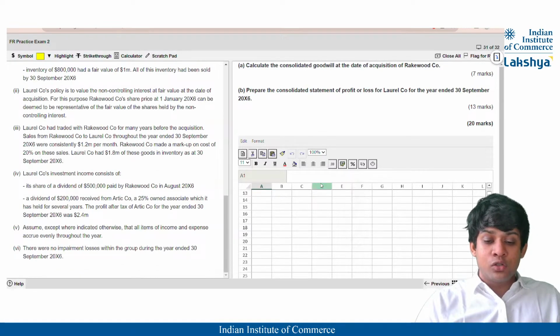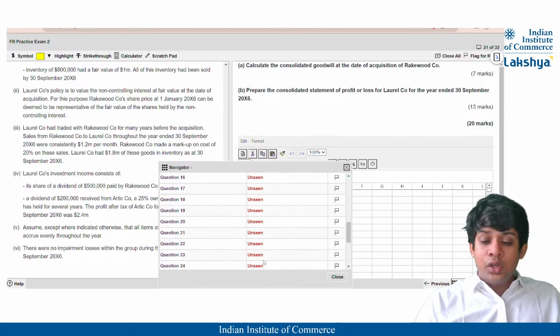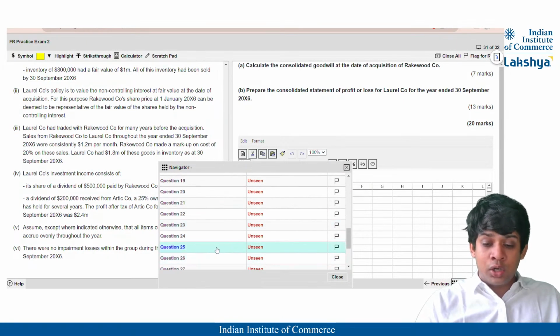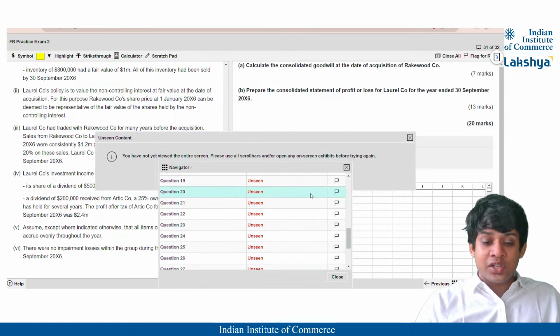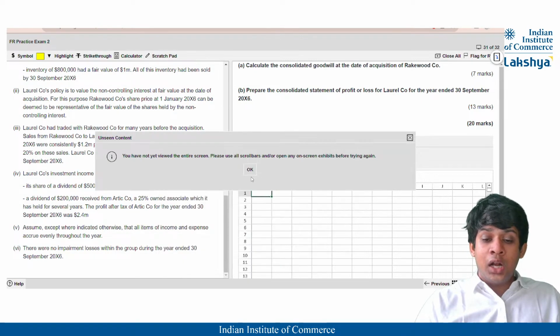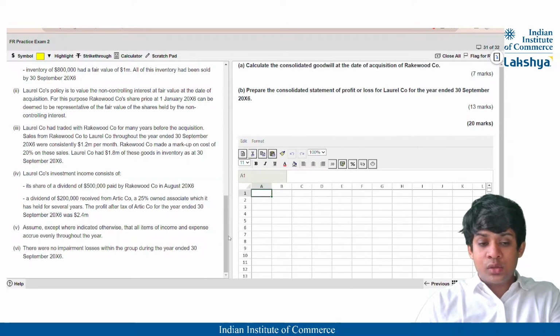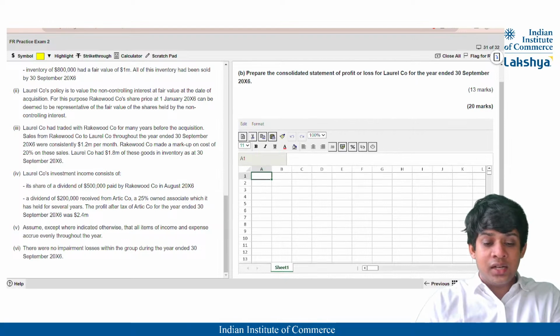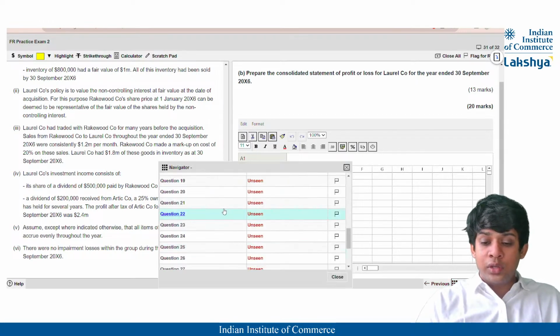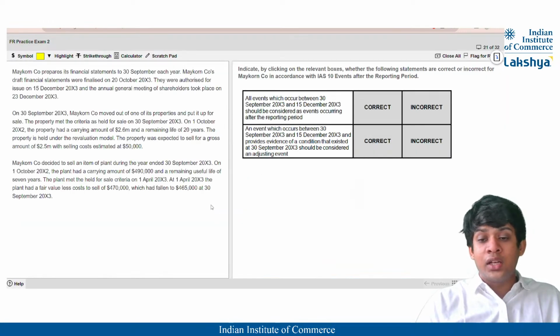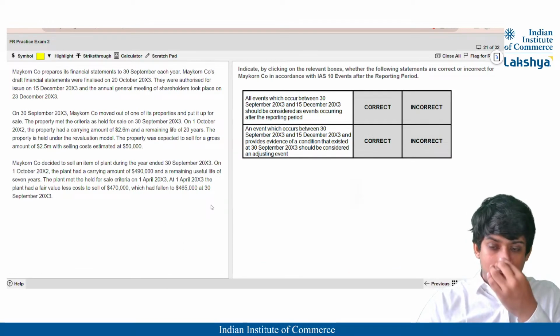Okay, usually it used to not open when I used to give the exam. So see, in the navigator, you can click on any question that you want to go to, maybe the 21st question. It will not allow you to go to that question if you have not scrolled the current question completely. I've scrolled this question down completely in this slide. Now it will allow me to go to that question, whatever I want to solve.